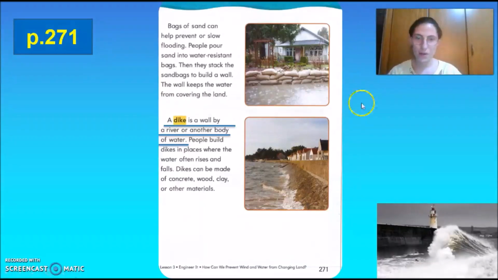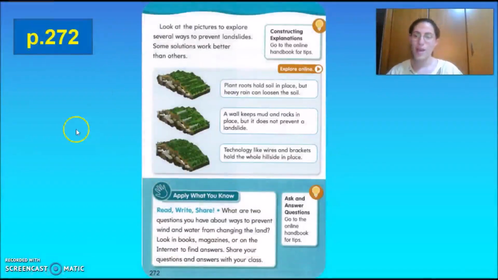Clear? So these are ways that the people came up with to stop the water from causing changes to the land, such as using the sandbags and building dikes. Clear? We move on. Page 272. So we discussed some solutions for the flooding, some solutions for the what? Excellent, for the wind erosion.